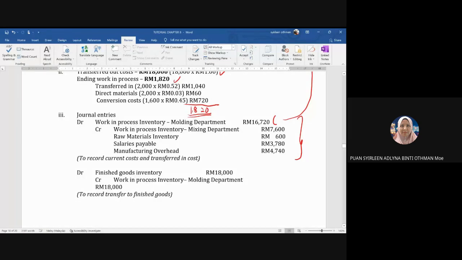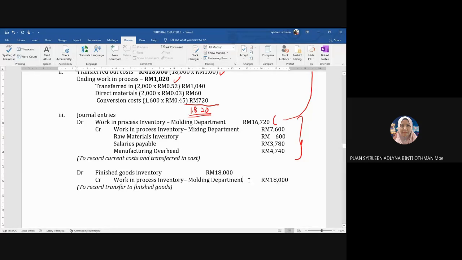Okay, so dia gerak keluar daripada mixing, dia masuk ke molding, and then dekat molding you masukkan lagi sekali for the current cost pun boleh. Okay, and then once dia finish, you akan gerakkan dia ke finished goods inventory 18,000. Okay, and dekat sini dia akan 18,000 as well lah.